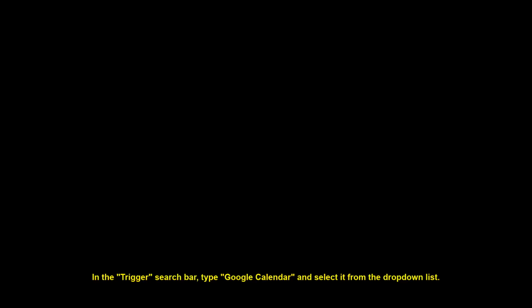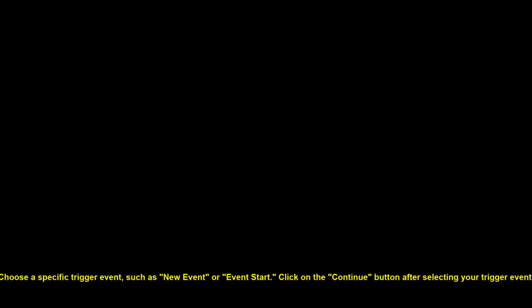In the trigger search bar, type Google Calendar and select it from the drop-down list. Choose a specific trigger event, such as new event or event start. Click on the Continue button after selecting your trigger event. Next, you will need to connect your Google Calendar account.